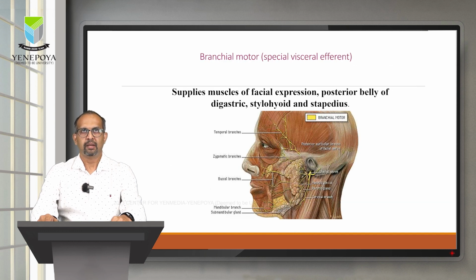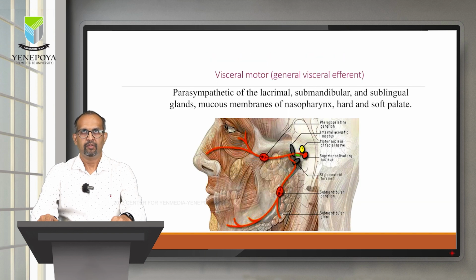The muscles supplied by the branchial motor, that is special visceral efferent, are the muscles of facial expression, the posterior belly of digastric, stylohyoid and stapedius muscle. Visceral motor, that is general visceral efferents, are parasympathetic to the lacrimal gland, submandibular and sublingual glands through the submandibular ganglion, and the mucous membrane of the nasopharynx, hard and soft palate.